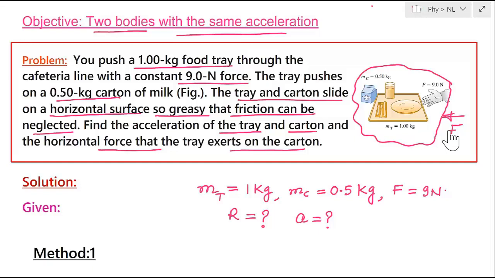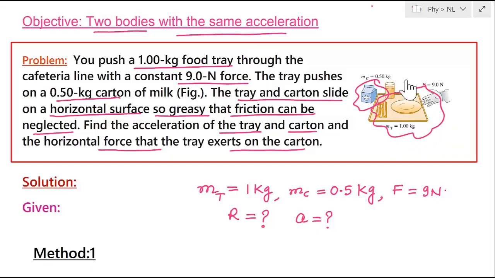And in the second method, you can consider separate bodies. That is, you consider the cartoon as one body and the tray as another body, and then you draw the free body diagram, apply Newton's second law separately on these two bodies, and then calculate the unknown. So there are two methods to solve this problem.